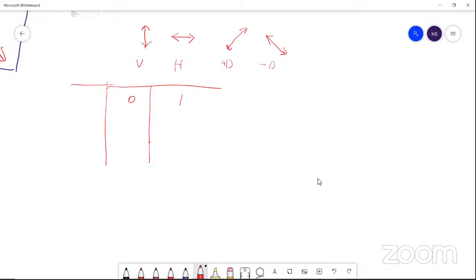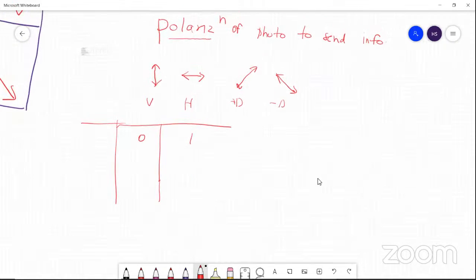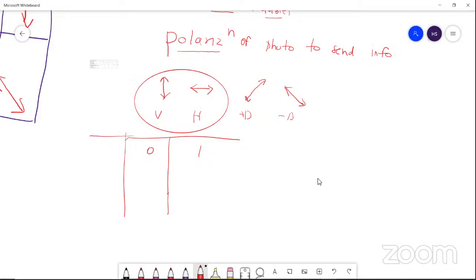So the thing is that whenever these kinds of photons are there, vertical and horizontal, they can be determined by a horizontal-vertical basis. You can think of it as a basis. It is called the rectilinear basis. And this other one is called the diagonal basis.